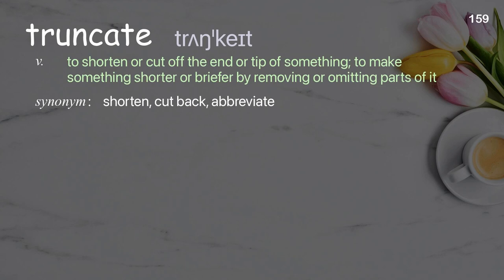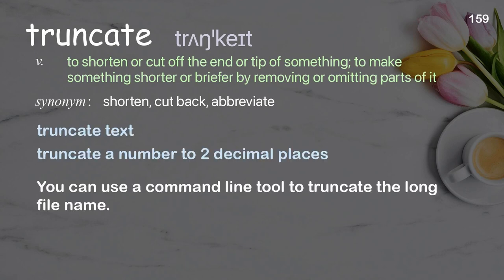Truncate. To shorten or cut off the end or tip of something, to make something shorter or briefer by removing or omitting parts of it. Examples: truncate text. Truncate a number to two decimal places. You can use a command line tool to truncate the long file name.